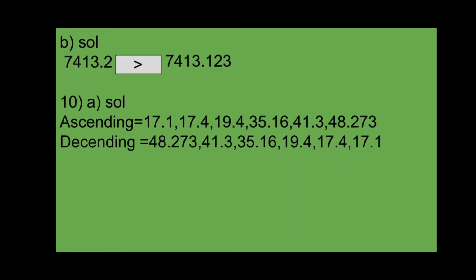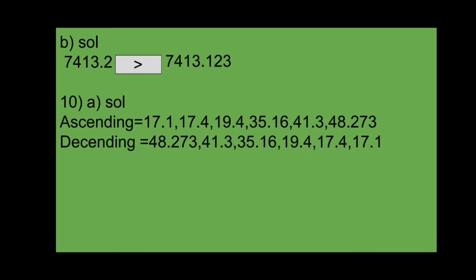Number B, comparing the digits 7 and 7, next 4 and 4, next 1 and 3, next 1 and 1. After the point we have 2 and here we have 1. So it is sufficient, no need to put zeros, it is sufficient to show that this number is bigger than this if you get a digit which is bigger than the other digit. So 2 is bigger than 1, so we can conclude this is bigger than this.